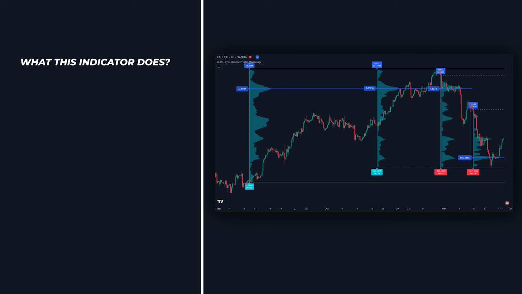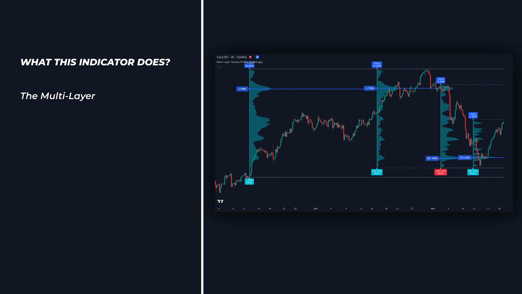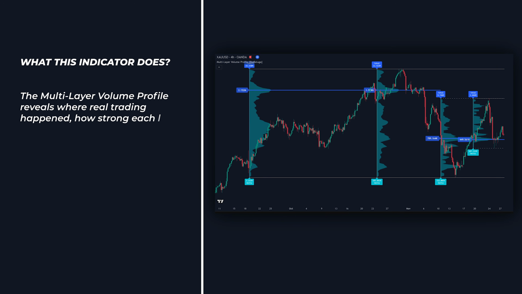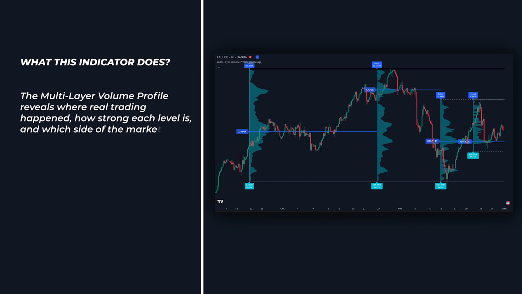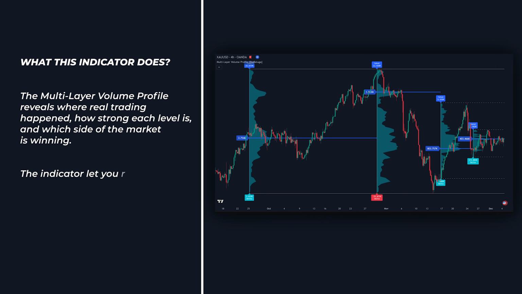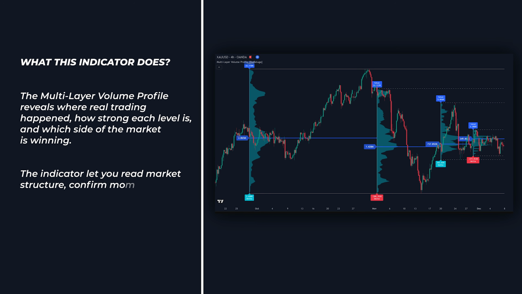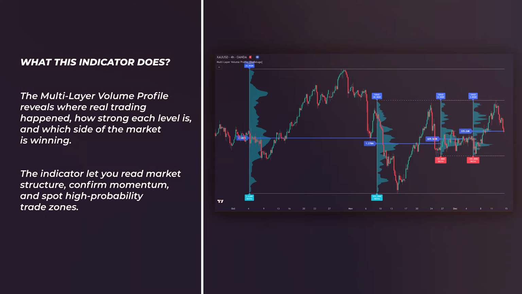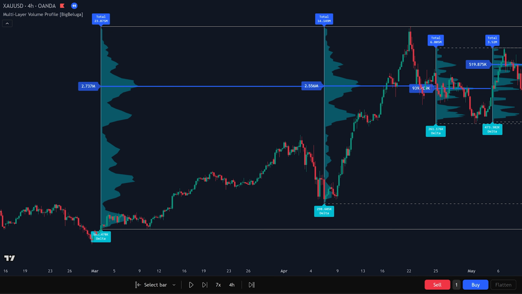What this indicator does: the multi-layer volume profile reveals where real trading happened, how strong each level is, and which side of the market is winning. The indicator lets you read market structure, confirm momentum, and spot high-probability trade zones. Let's break down what you might see on your chart once the indicator is added.